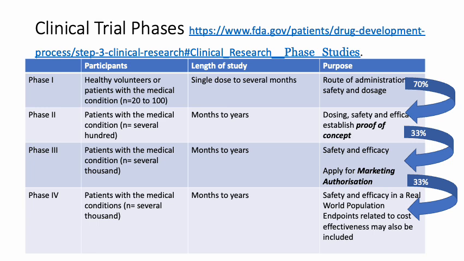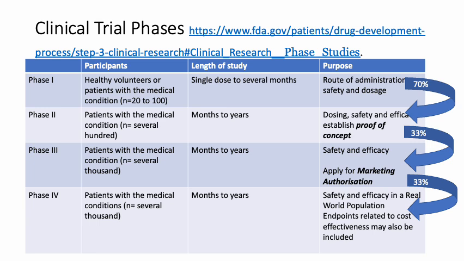Phase 2 studies are used to find dosing, safety and efficacy and to establish proof of concept. And phase 3 studies look at safety and efficacy with a view of generating the data that is used in the marketing authorization application. In phase 4, the safety and efficacy in real-world populations are examined, and the endpoints related to cost effectiveness may also be included at this phase.